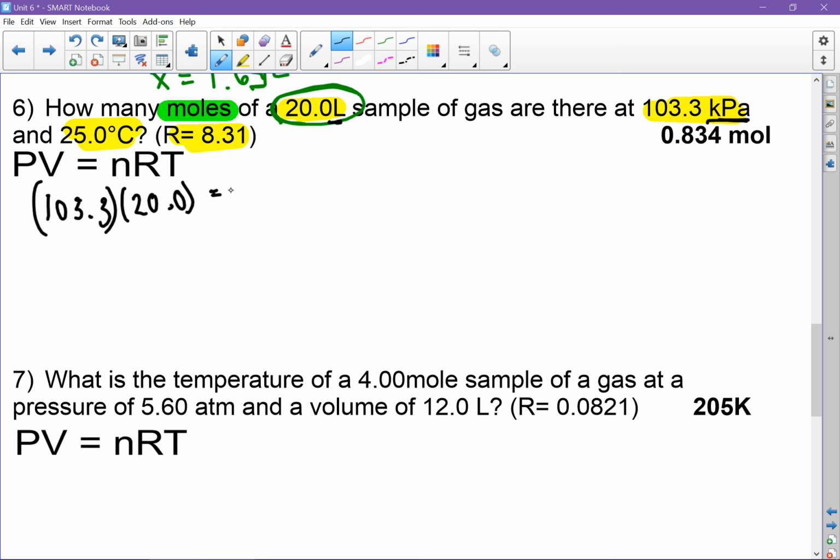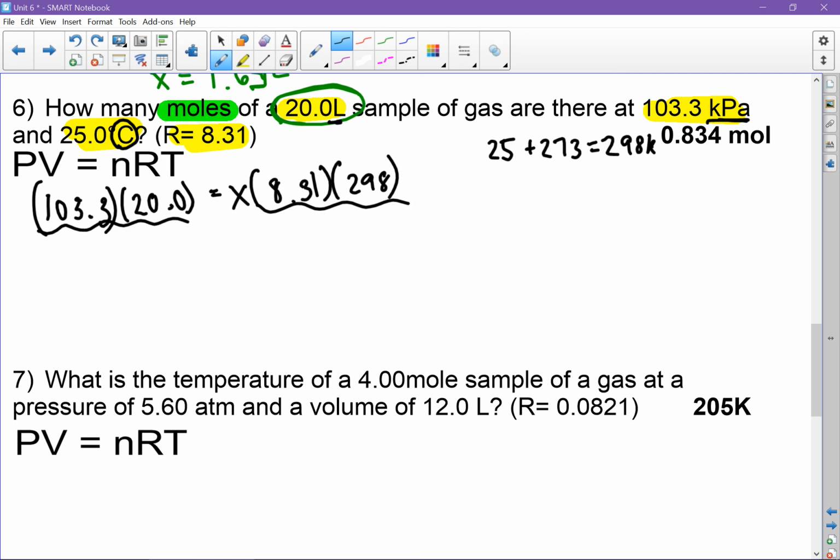N is the number of moles that we're looking for. We don't know that. R is given. And temperature is here in Celsius, but we need it to be in Kelvin. Remember, to convert temperature to Kelvin, you just add 273. So the temperature I need is 298 K. That goes here. Then what you're going to do is just use your algebra to solve. You're going to multiply on each side. So when I do that, I get 2066 equals 2476. I'm not going to round 0.38 and keep the X.